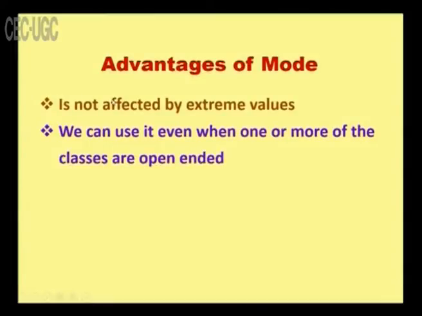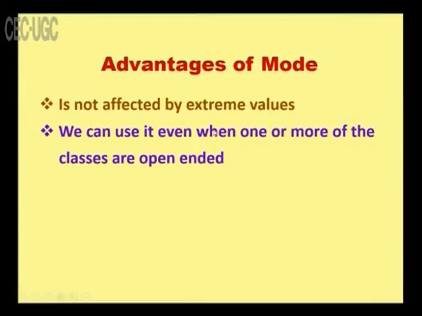And what are the advantages? It is not affected by extreme values. For example, in a data set, if you change the extreme value, the mode will not change. And we can use it even when one or more of the classes are open ended. So these are all the situations where the mode is useful.